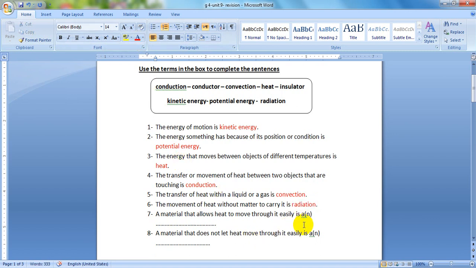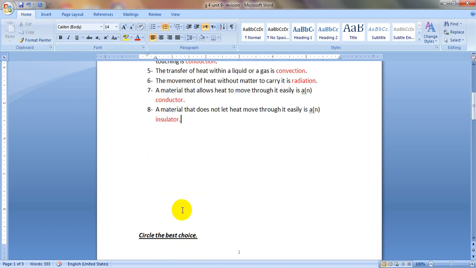Number 7, a material that allows heat to move through it easily is? The heat will pass, will move through a conductor. Number 8, a material that doesn't let heat move through it easily is? Heat will not pass. So, it's an insulator. Okay, let's move to the next.